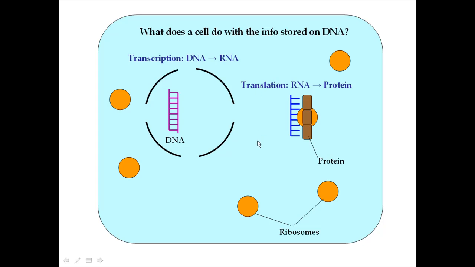So again, basically making a protein in a cell involves two steps: transcription, where the DNA is used to make RNA, and then translation, where the RNA is used to make finally the protein. And so we'll take a look at the details of transcription first, and then later we'll take a look at the details of how translation works.